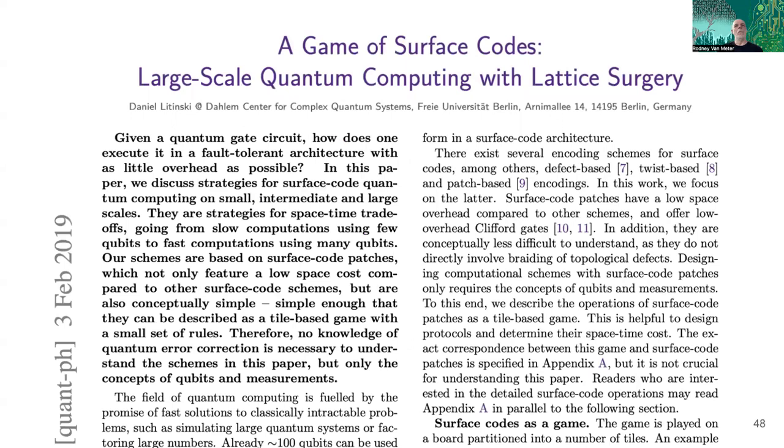The idea builds on a paper that's getting a huge amount of traction and has drawn a lot of attention within the quantum compilation community called A Game of Surface Codes, which builds on lattice surgery, which Dominic Horsman, Austin Fowler, Simon Devitt, and I developed more than a decade ago. So this paper by Daniel Litinski shows a good way for actually using this for fault-tolerant computation. So we've worked with this quite a bit.